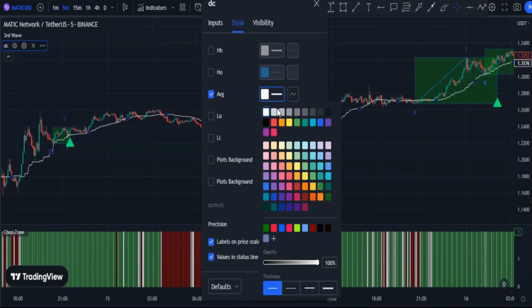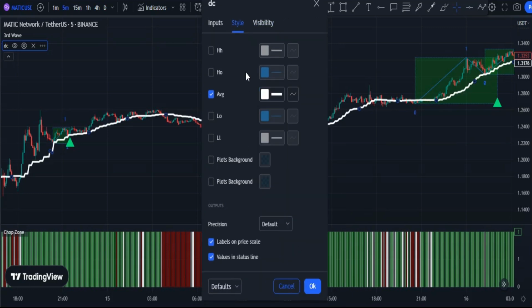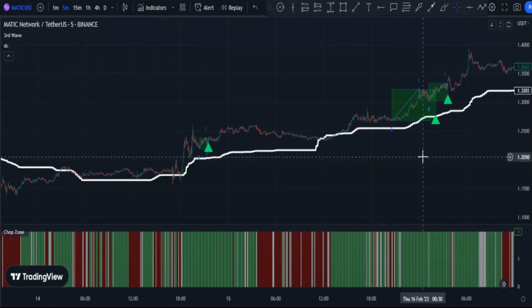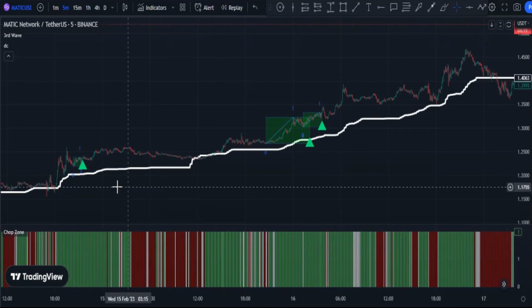I make the average option a little bolder as well. Next, in the Inputs tab, I change the length from 21 to 200. Now I can close these settings. Don't Change Channel actually helps us to always trade according to the market trend.